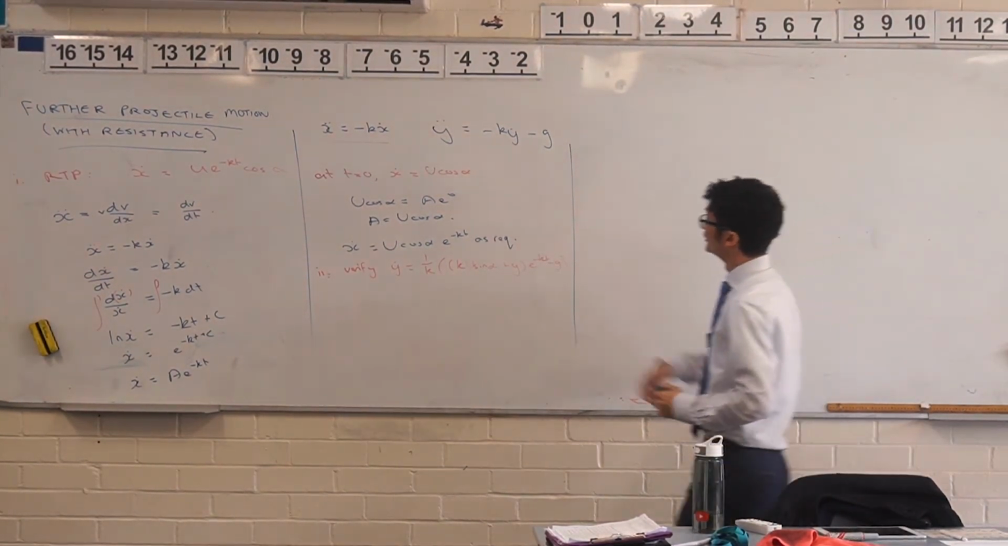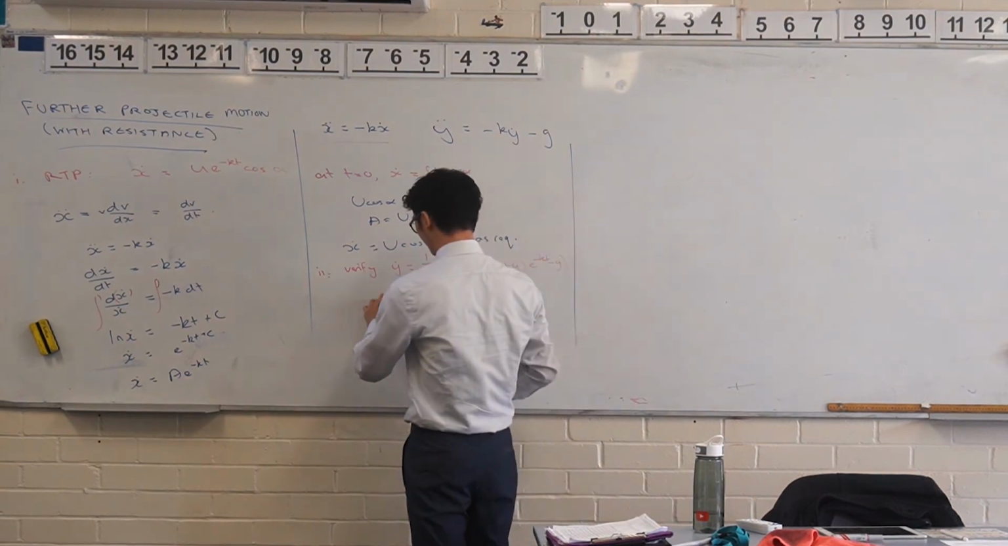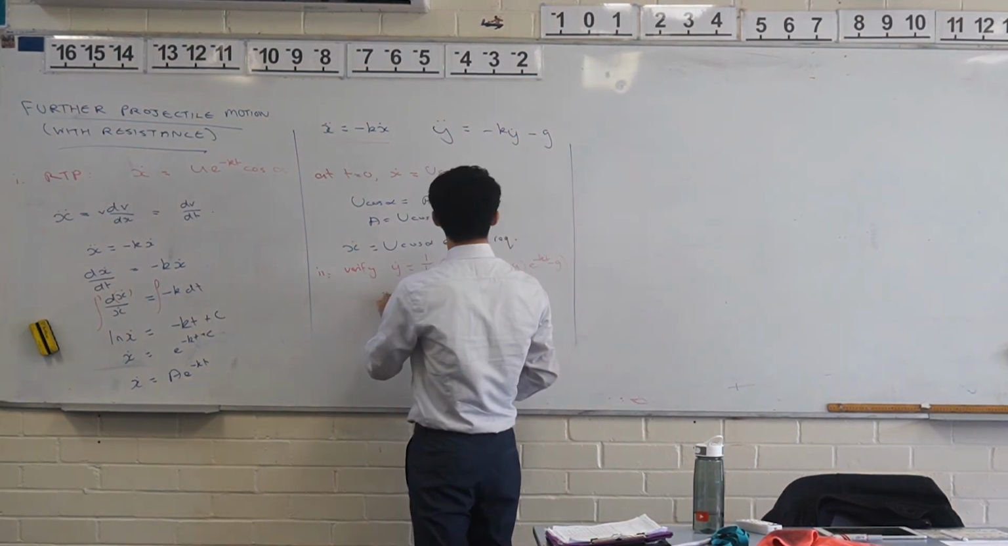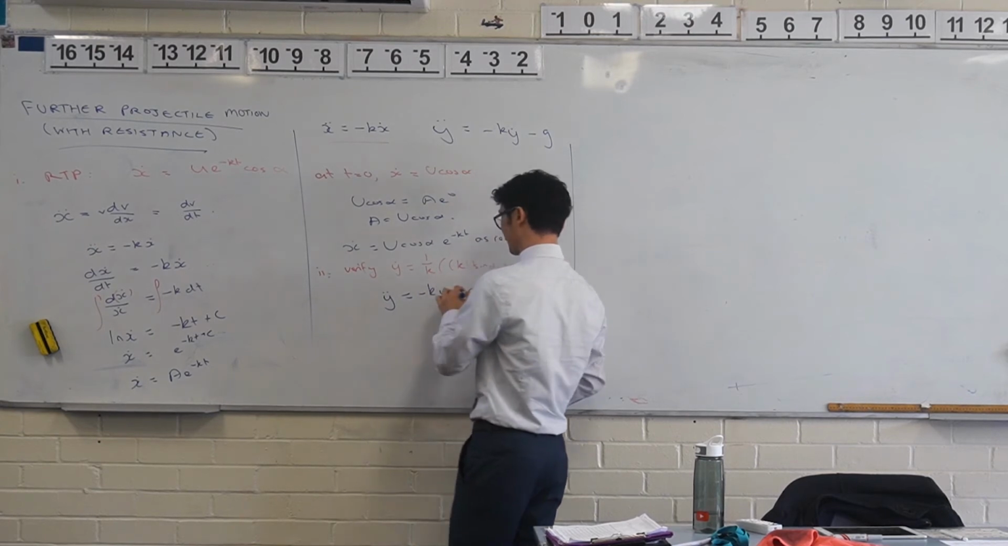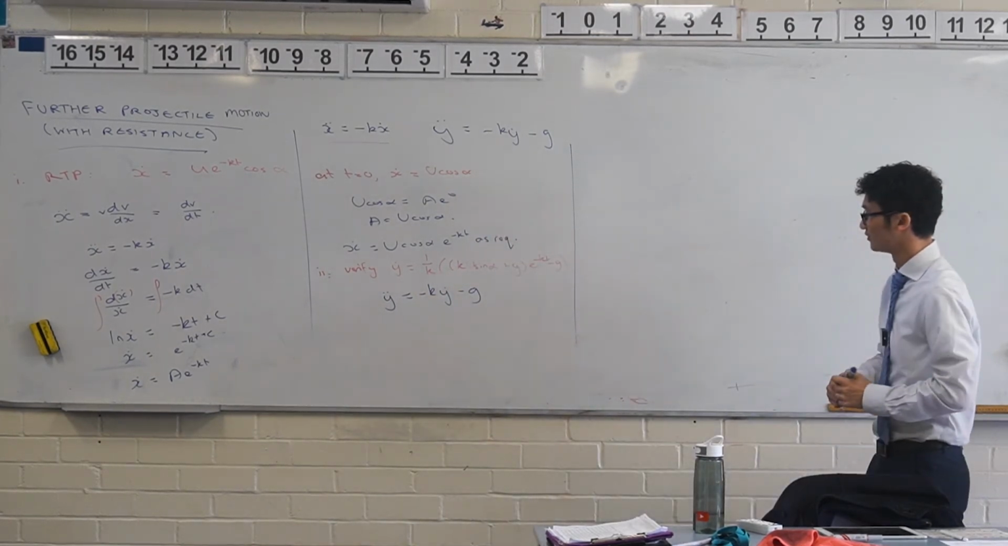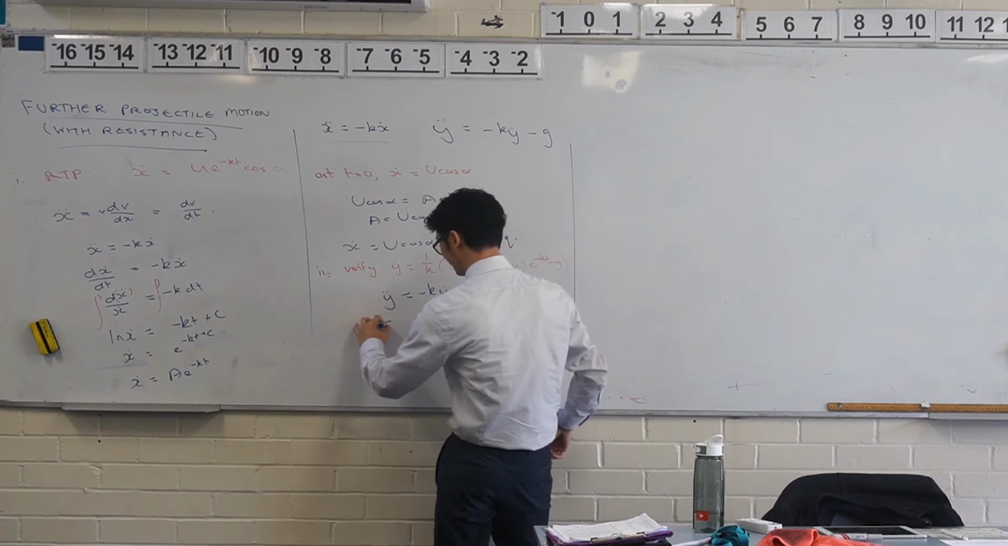All right, cool. So what did you do? You integrate this guy. So we start off with this y double dot equals minus k y dot minus g. Where did you go from there? dy dt. Yep.